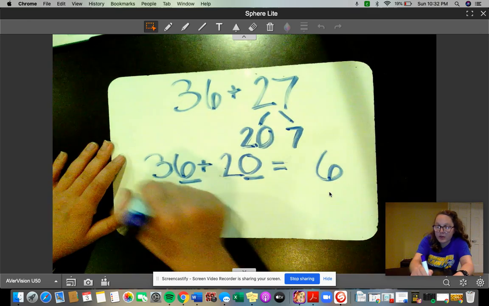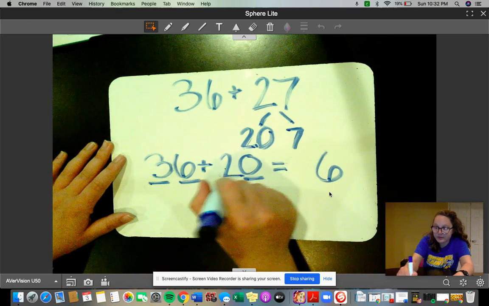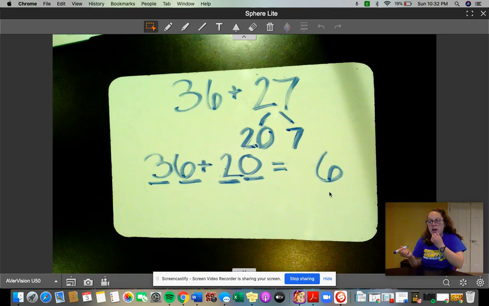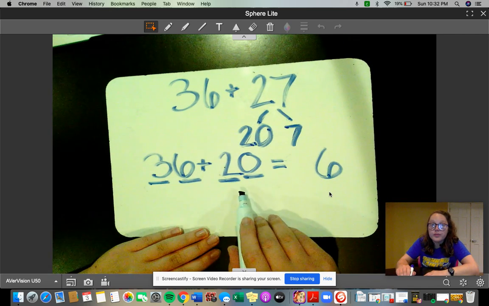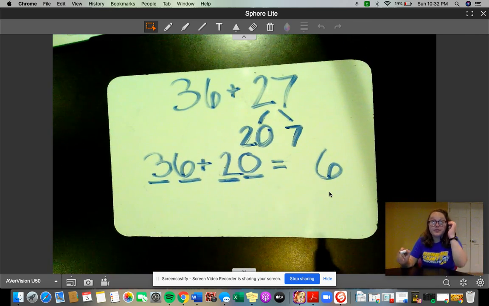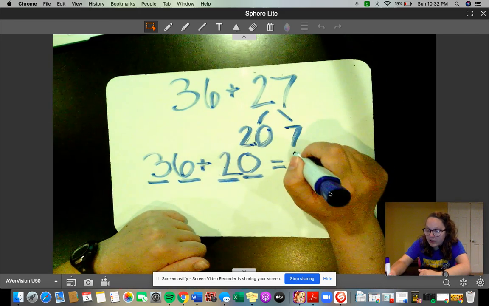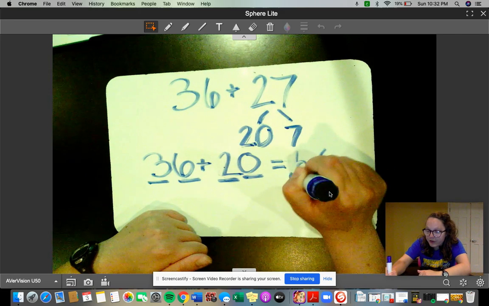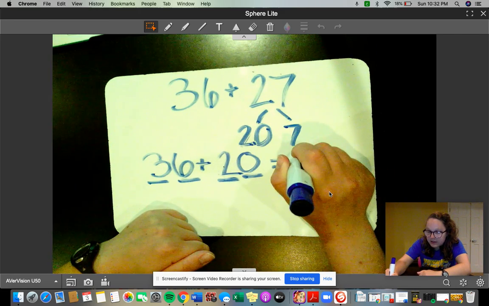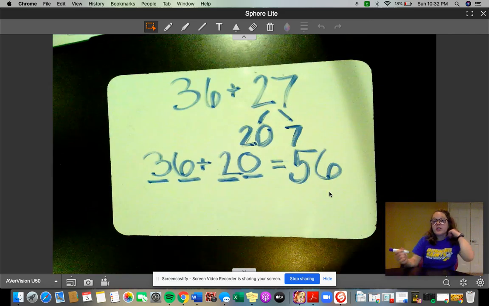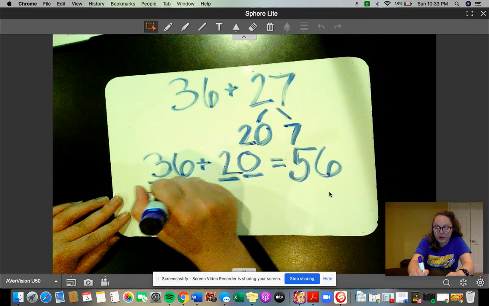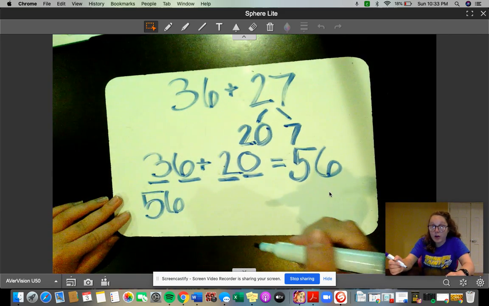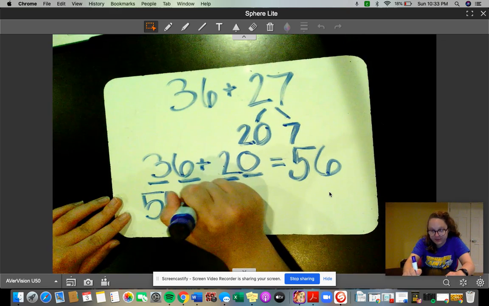And I'm going to look at my tens. And I am going to say 3 and 2 is 5. Because I know that 3 and 2 is 5. So I'm going to say 56. Now, we're going to take that 56 and we're going to move it down here. And now we are going to add the 7.